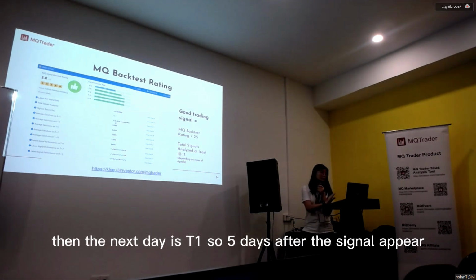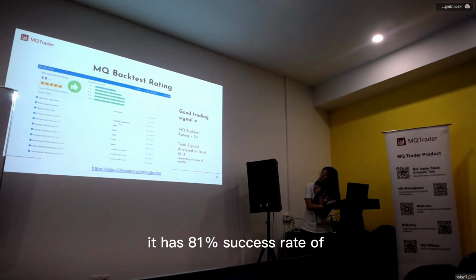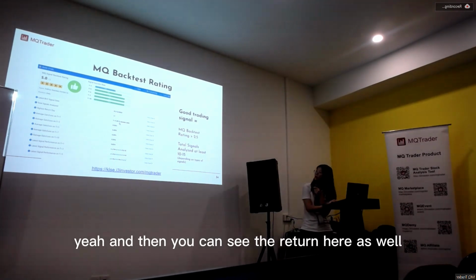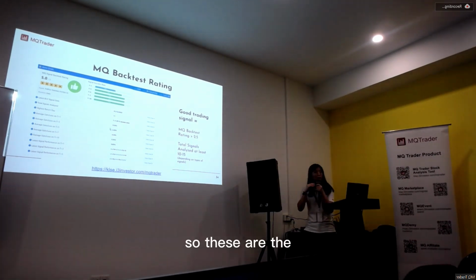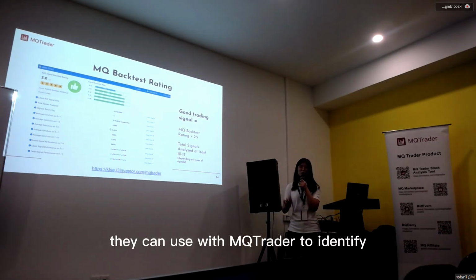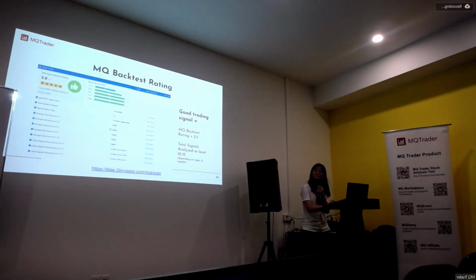So 5 days after the signal appears, it has an 81% success rate, meaning the price actually goes above the signal price. And then you can see the return here as well. So these are basically the 4 types that you can choose. You can use them with MQ Trader to identify good trading opportunities.